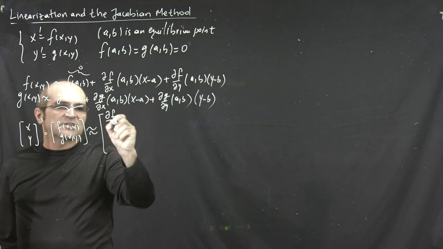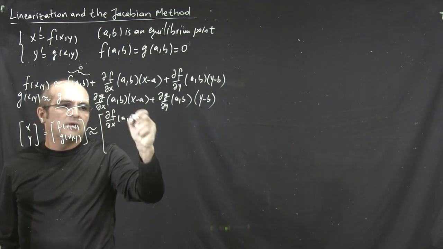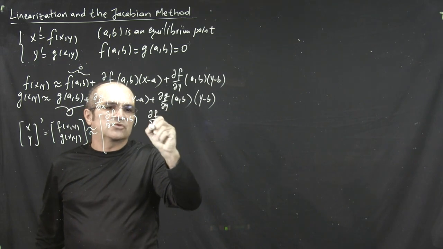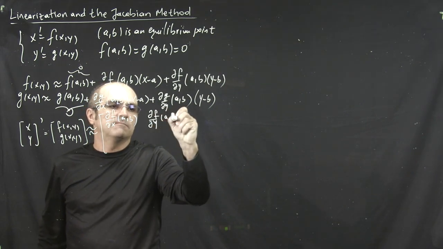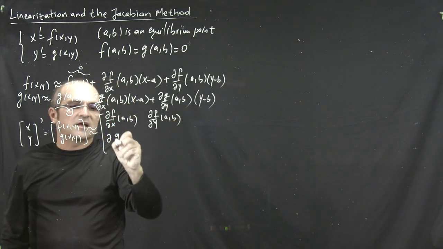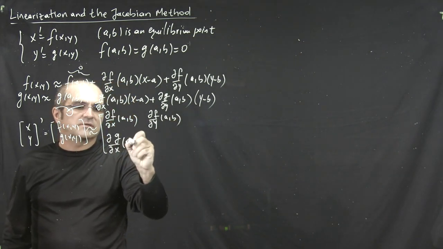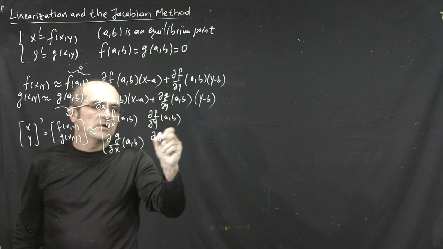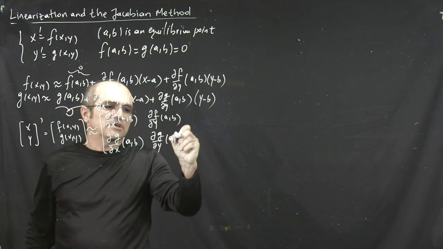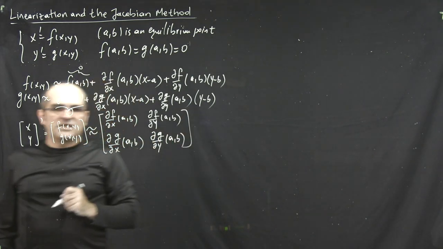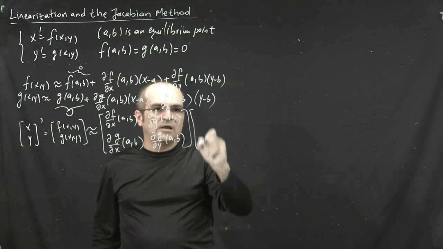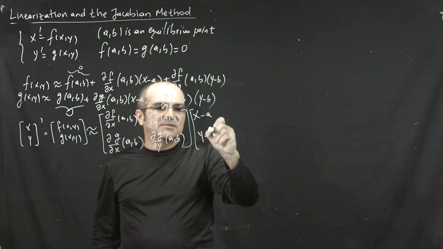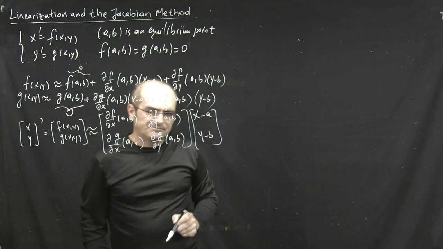Partial f with respect to x at (a, b), partial f with respect to y at (a, b), and the second row will be the partial derivative of g with respect to x and with respect to y. So that is the matrix of the linear system that approximates the nonlinear one, a linear system in x minus a, y minus b.